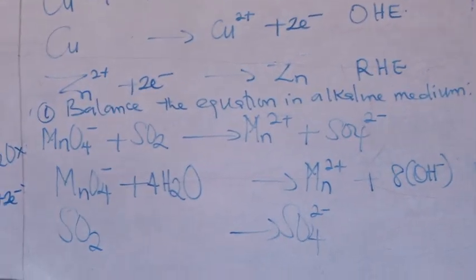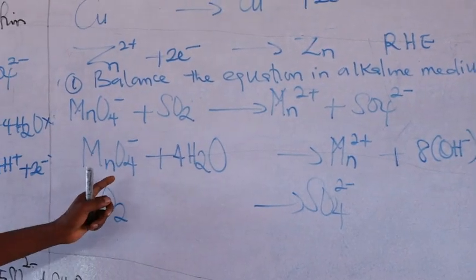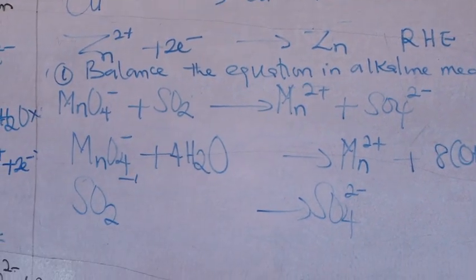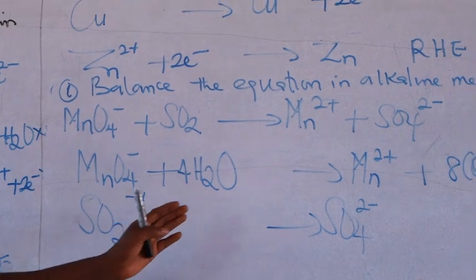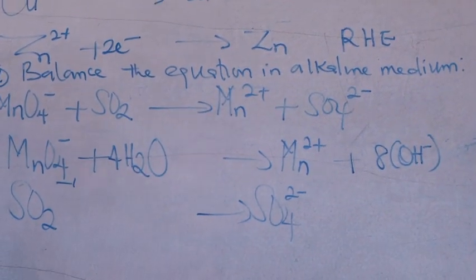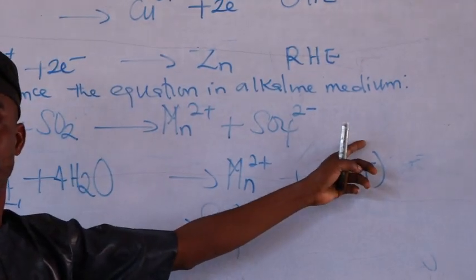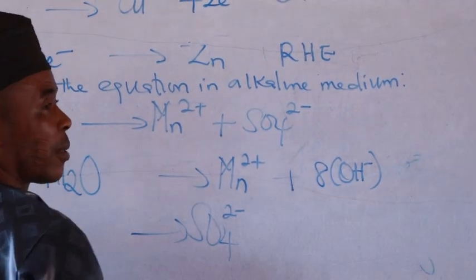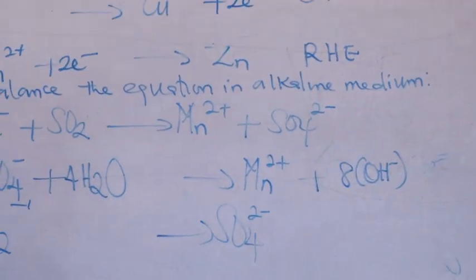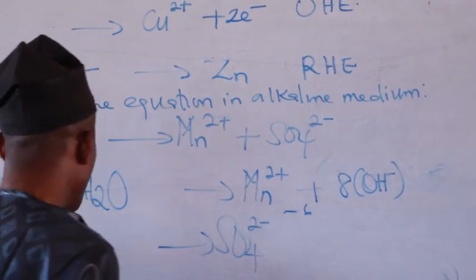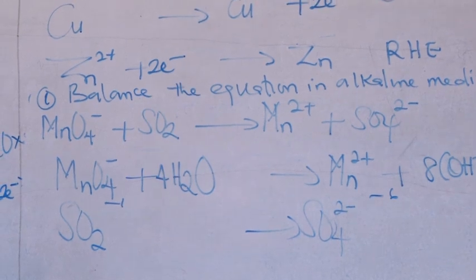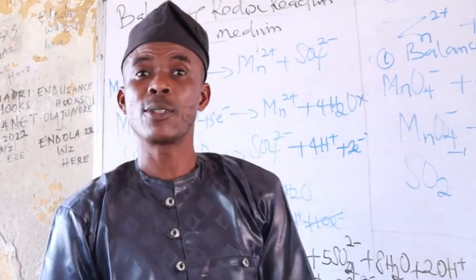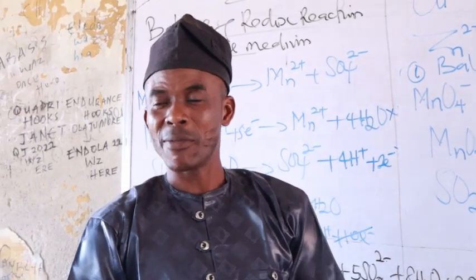Now let us balance the charge, so that we know that we are through with the first equation. The total charge on this ion we have is what? -1. That's the total charge we have at the left hand side. What total charge do you have at the right hand side? +2 -8. That should give us what? +2 and -8 gives us -6. What is the difference between -6 and -1? That is 5. So we are going to add how many electrons? 5 electrons.